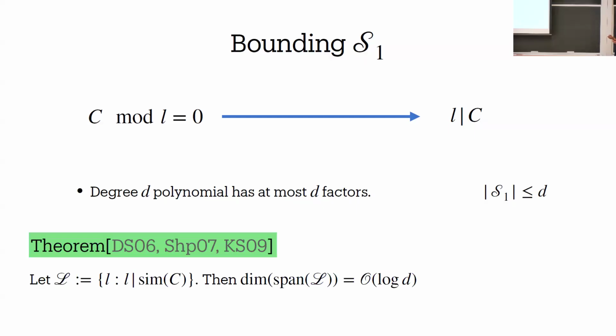We know much more about this space S1. If you consider the set of linear forms that divide the simple part of the circuit, we know by results of Shpilka, and further used in the paper by Karnin and Shpilka, that this set has small dimension, and there could be only log D independent linear forms in it. This comes from the lower bound for 2-query locally decodable codes as well.